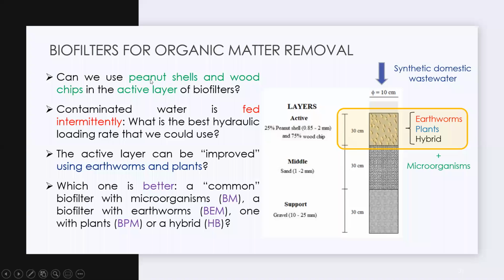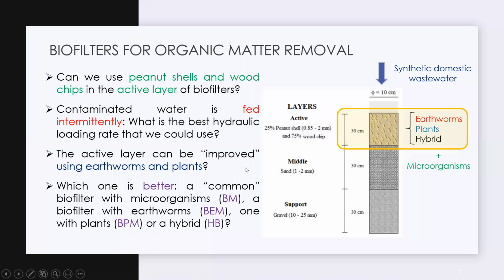What did we want to study? Well, we wanted to know if we can use peanut shells in our biofilters. We also wanted to know if we can work feeding water continuously or intermittently, because in a house, for instance, you don't always have water going down the toilet continuously. You will do that just a few times a day, a few times a week. So it's not like you are feeding water continuously. So we wanted to know what happens if you do it intermittently. And we also wanted to know what will happen if you use a certain type of plants or earthworms.